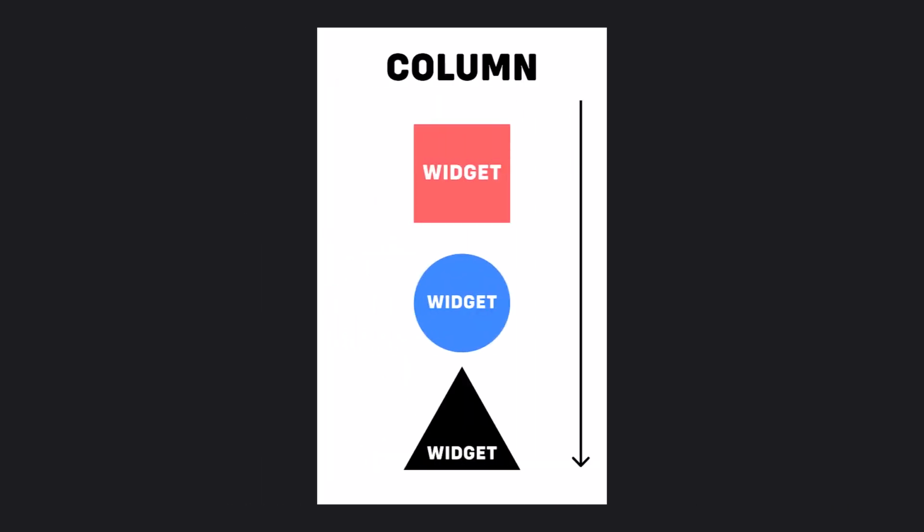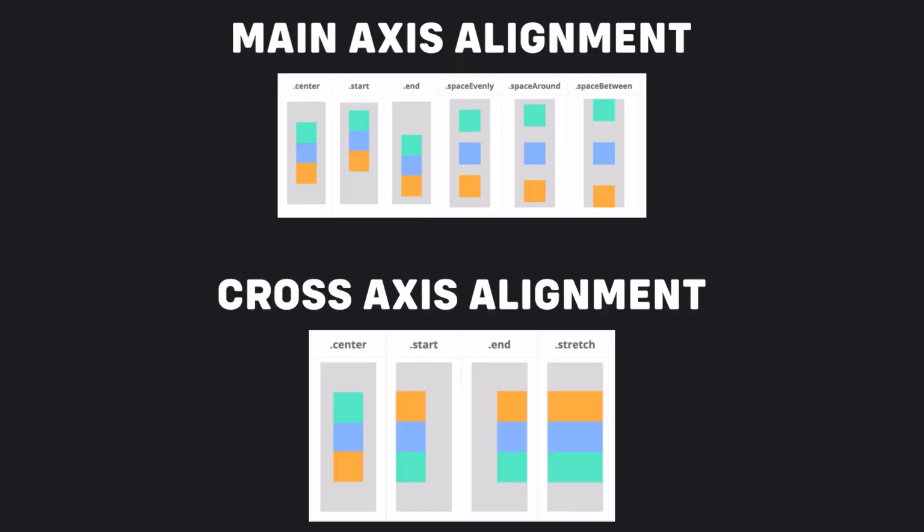Column is a widget that displays its children in a vertical array. If you want to define several widgets rendered in a vertical column according to their order, the column widget is suitable for that purpose. We can also control how a column widget aligns its children using the properties main axis alignment and cross-axis alignment. The column's cross-axis will run horizontally, and the main axis will run vertically.